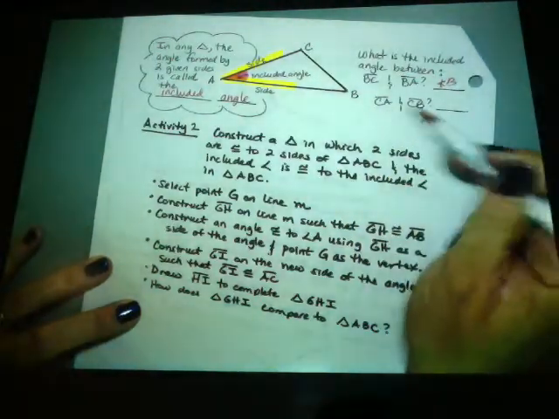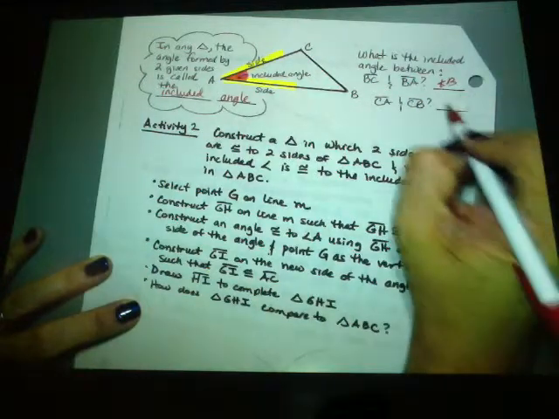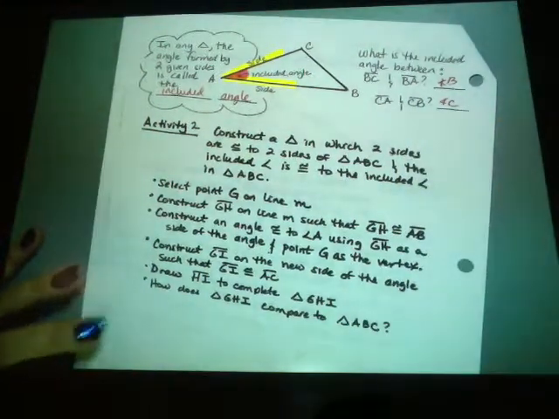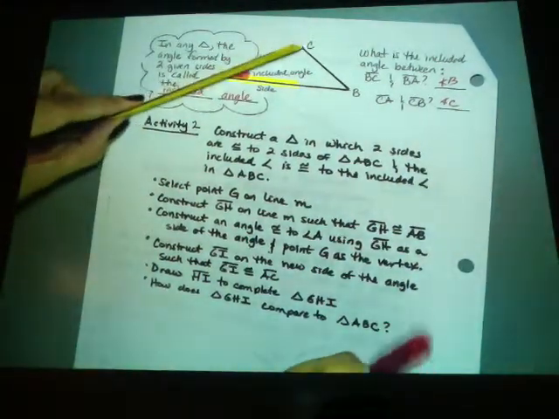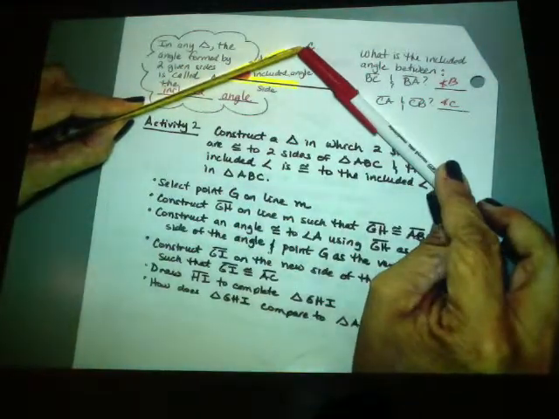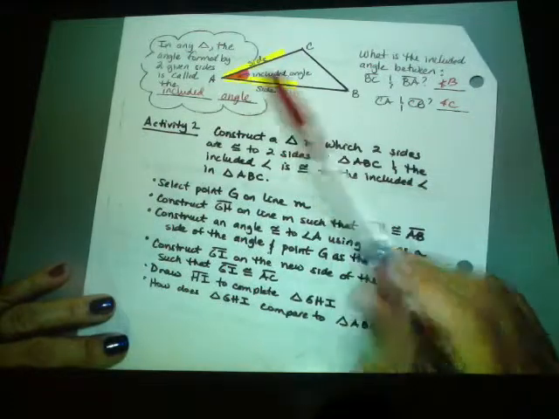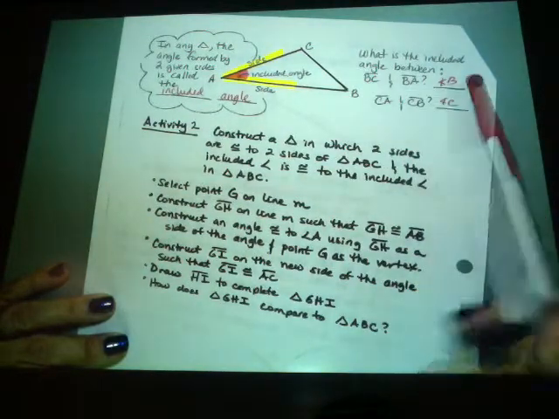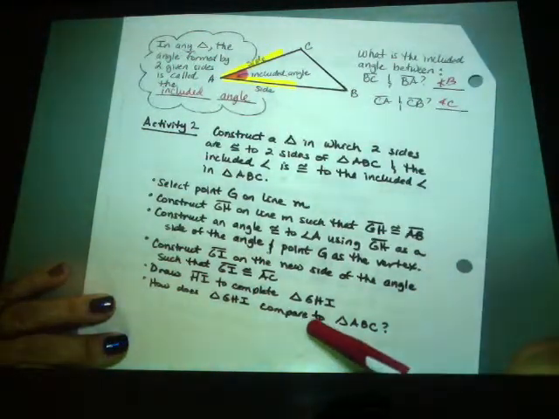So what angle is formed by these 2? Angle C. If you look at CA and look at CB, isn't C the angle created? But it's easy to see without looking at the picture. They have B in common. Those 2 have C in common.